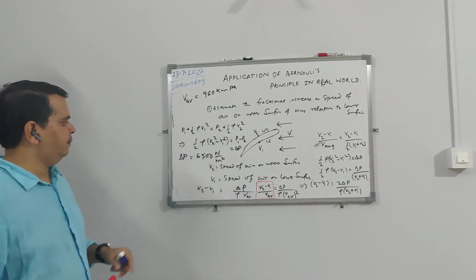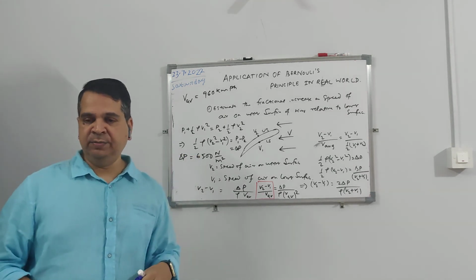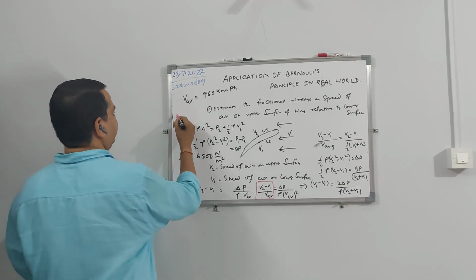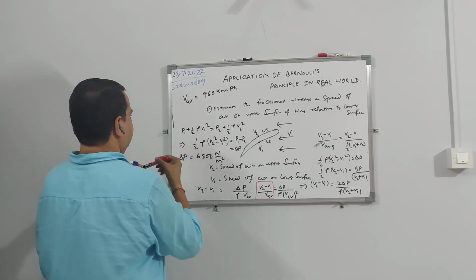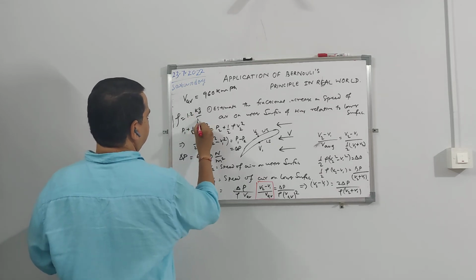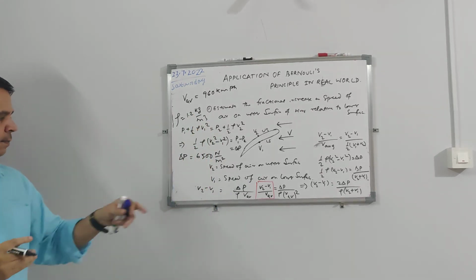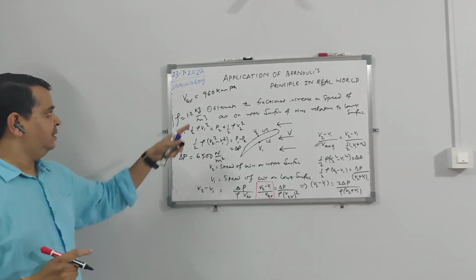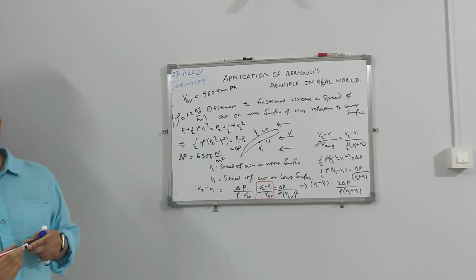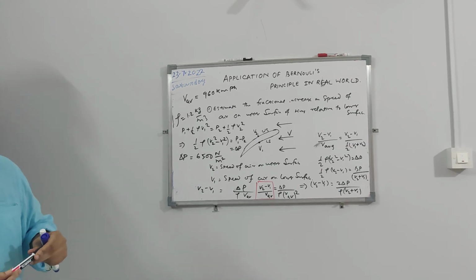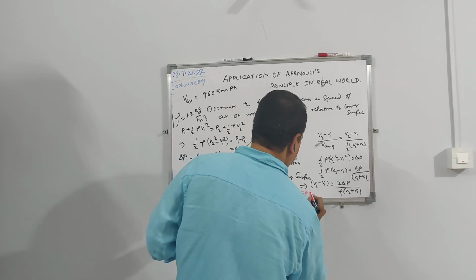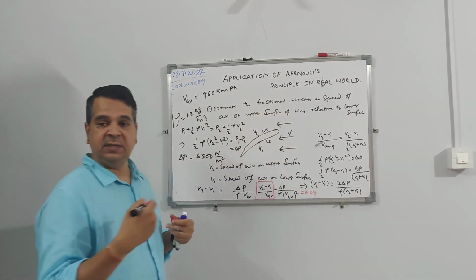You know now delta P is equal to 6500 Pascal, and the density of air was given as 1.2 kg per meter cube. And V average is 960, that also you know. So on the right side you know everything now. If you replace all these values, you will find the answer to be 0.08. That means it is 8%.